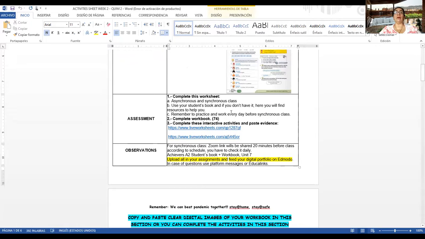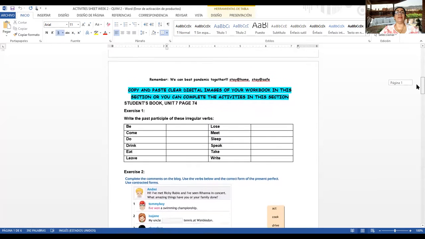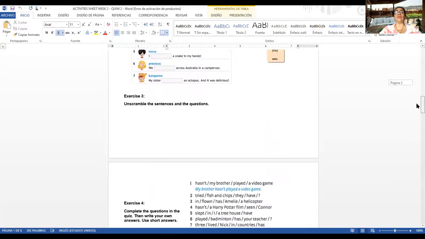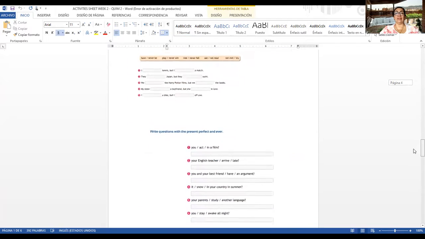As part of the evaluation, you are going to work also on the workbook page 74. And also today, you are going to complete the activities with some interactive worksheets that you are going to work on according to this, okay? And obviously, you will have this part of the videos, including for the process. Here you have the information that you can complete in this worksheet in order to check the activities.